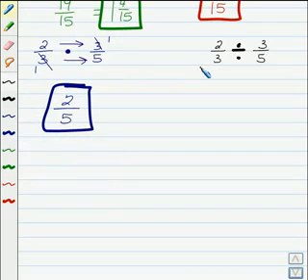The last operation is division, and don't forget to take the reciprocal of the second fraction. So we're going to be taking 2/3 and we're going to be taking 5/3 now, and we'll be multiplying. Go ahead and finish that problem up. When you're done again, just click continue.